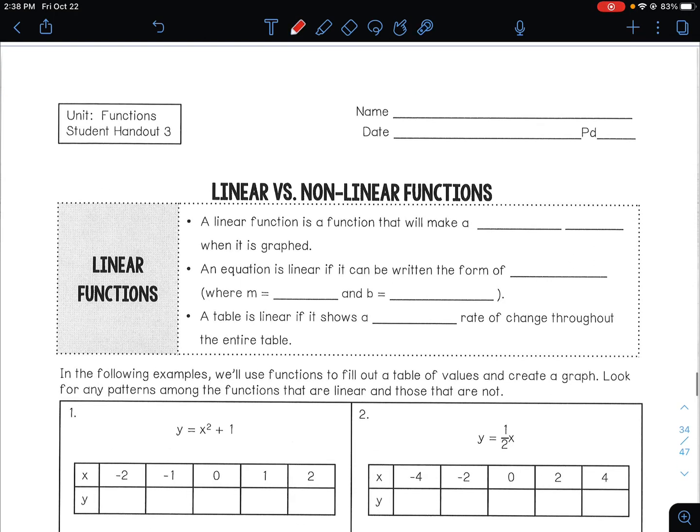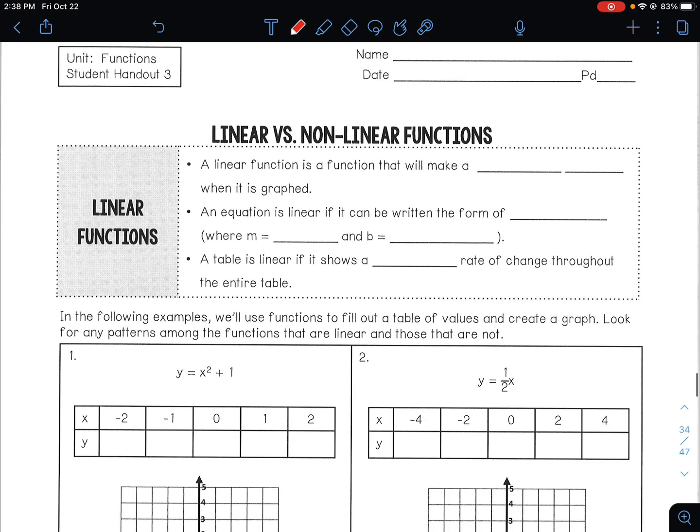In this video, we are going to cover linear versus nonlinear functions. Let's begin. A linear function is a function that will make a straight line when it is graphed. Pretty simple, linear line. Straight line, specifically. All right, continuing on.